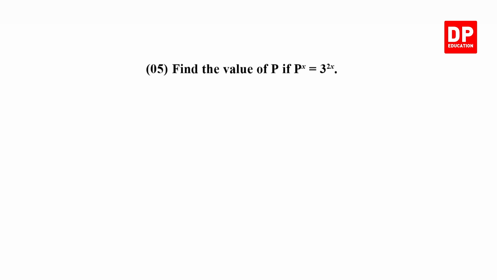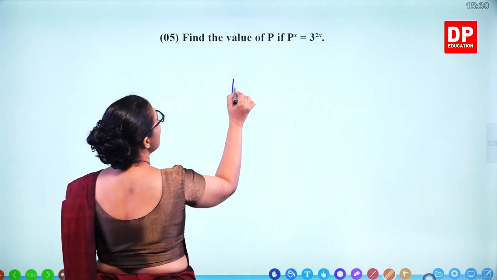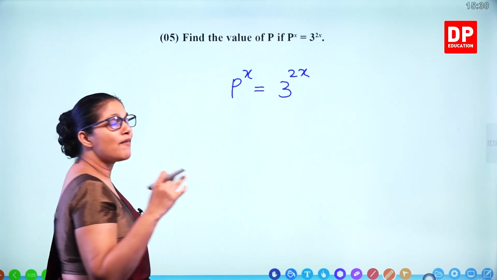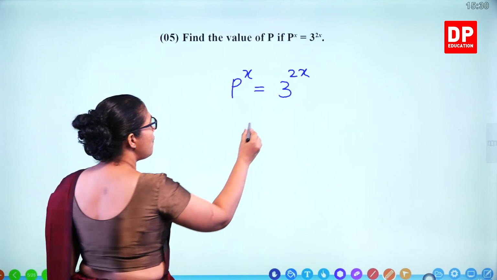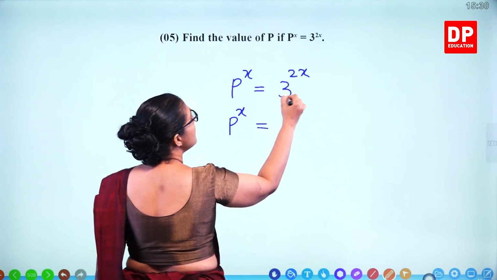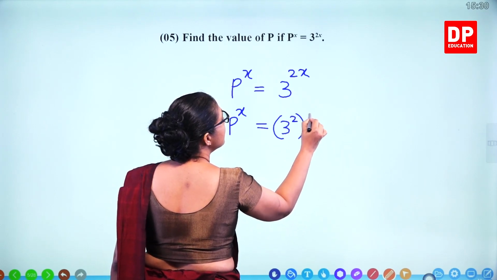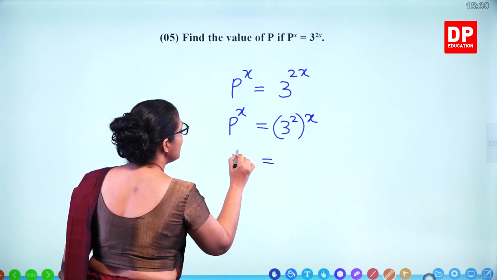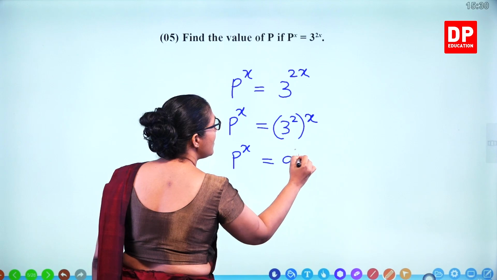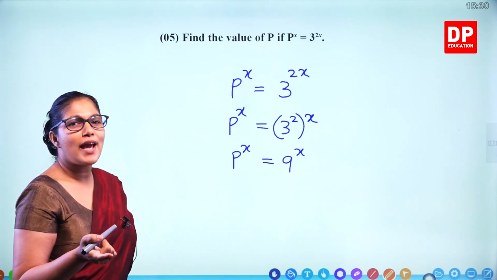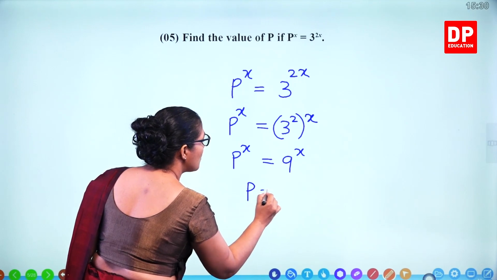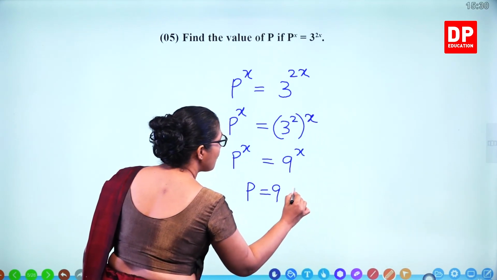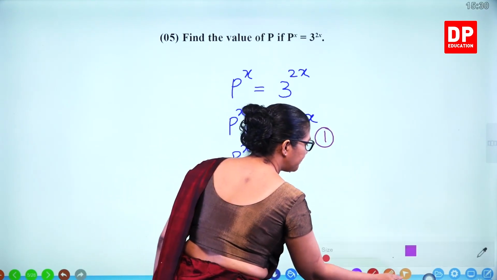Question number 5. Find the value of p if p to the power x is equal to 3 to the power 2x. Now you can't compare because powers are different, bases are different. If I can write this 3 squared as the base, the powers are equal. So I can write p to the power x, and 3 squared means 9 to the power x. Now powers are the same. You can equate the bases. So p equals 9. So 2 marks, 1 mark for the answer and 1 mark for the method.